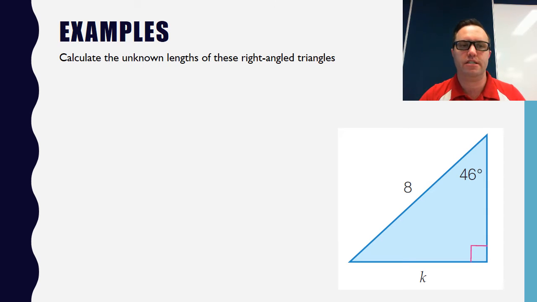All right, let's have a look at some examples. For this one here, we're going to look at calculating the unknown lengths of some right-angled triangles. Remember, the trig stuff that you've got for the moment only works on right-angled triangles. The first thing we're going to do is think about what function.